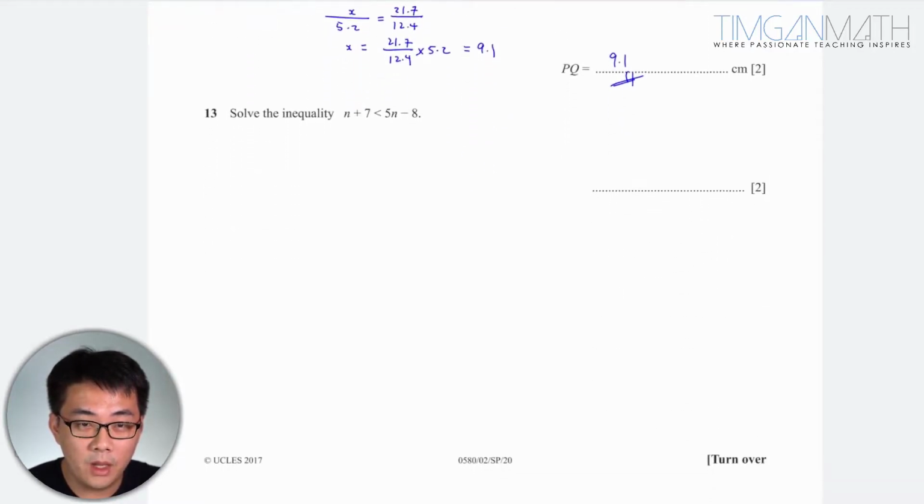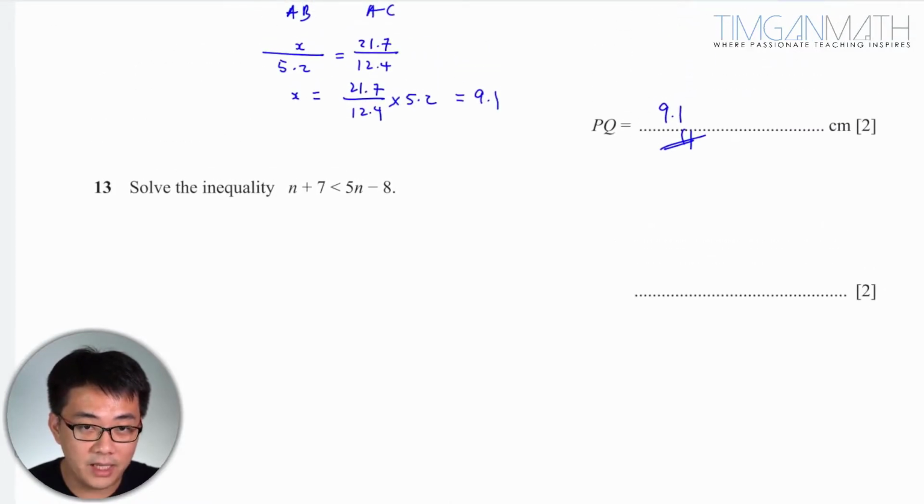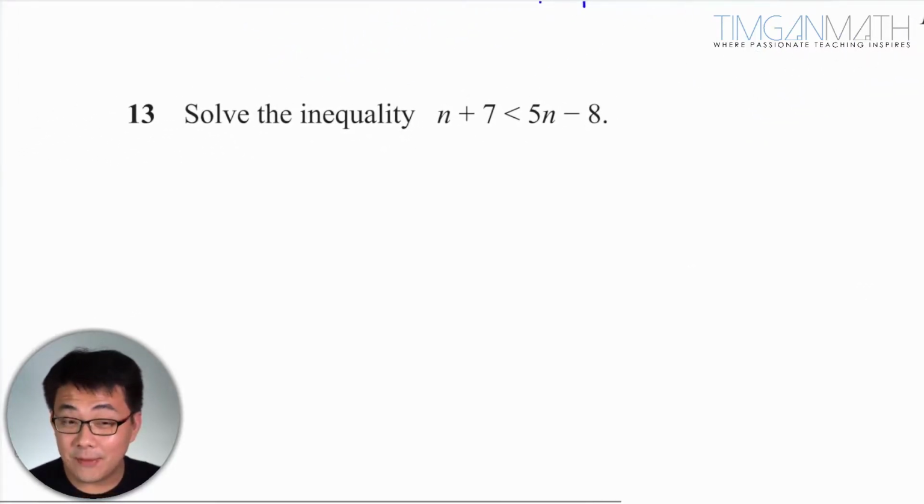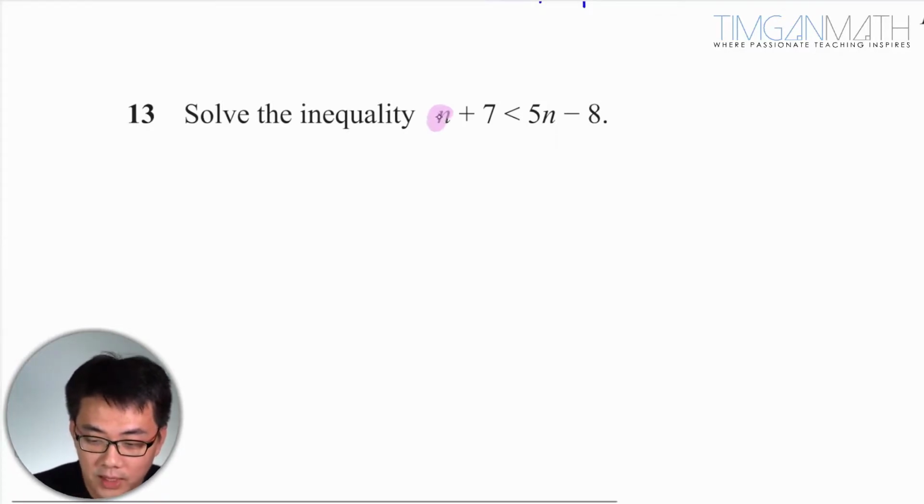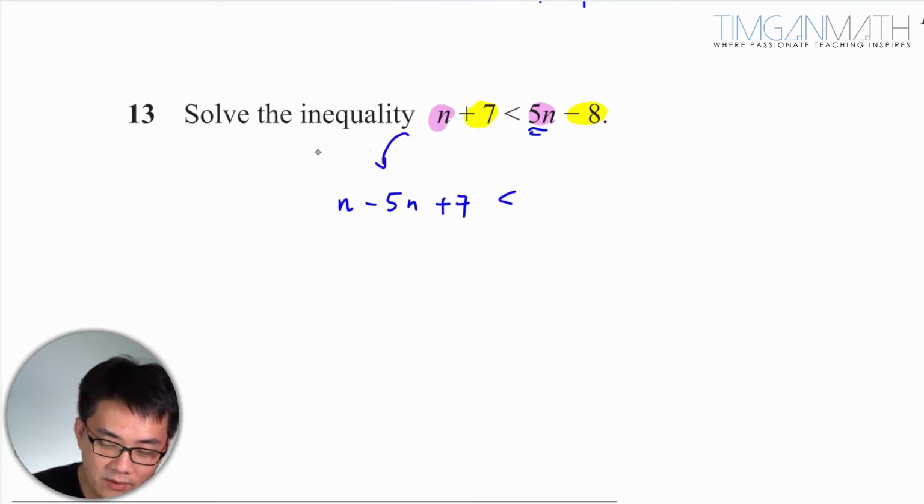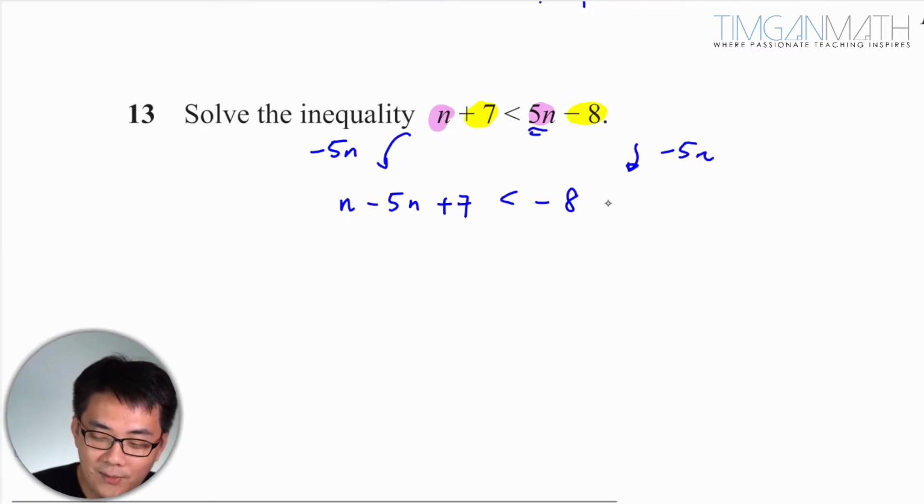Let's look at the subsequent part. Solve the inequality n plus 5 is more than 7 minus 5n minus 2. If you want to solve this inequality, what you need is to move the n to one side and the constant to the other side. So I'm just going to assume that you're going to move the 5n to this side. So n minus 5n plus 7. You just minus 5n on both sides. Similarly, those of you who are faster could just skip the step here. So this is minus 4n, then after which you minus 7 to get minus 8 minus 7. You must be able to get this manipulation here.